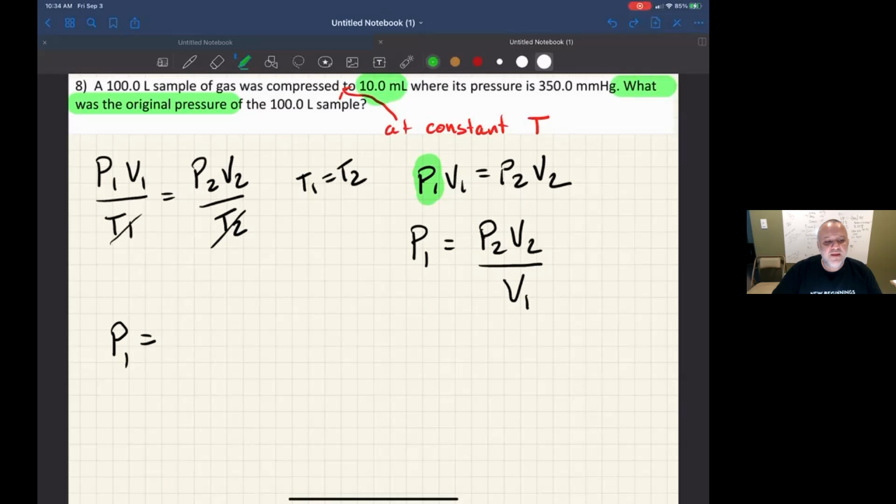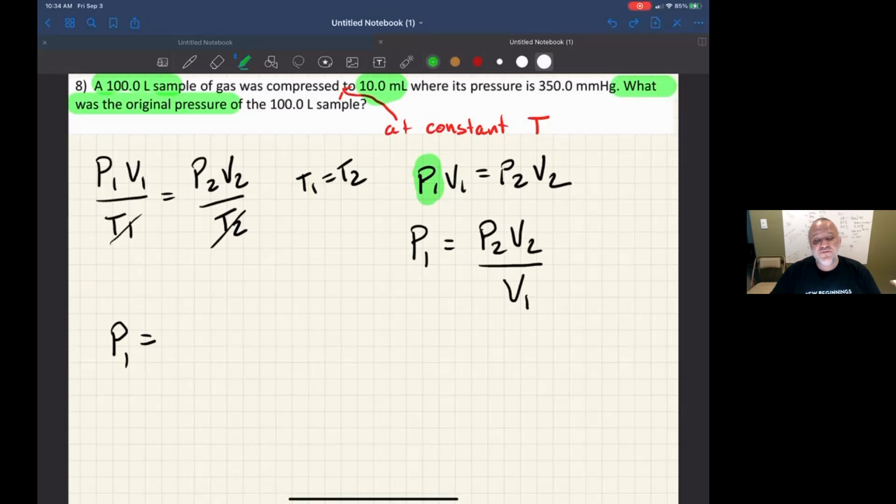Well, I'm given volumes of 10 milliliters and 100 liters. Now, in another problem, we saw that you couldn't have the temperatures in Celsius, you had to convert them to Kelvin. The reason is that the Celsius scale has negative temperatures, which means the ratio of the temperatures could be different. But the ratio of volumes is not different because there are no negative values.